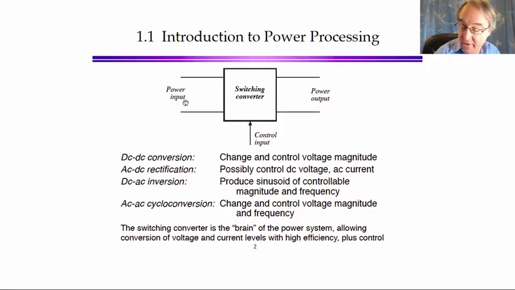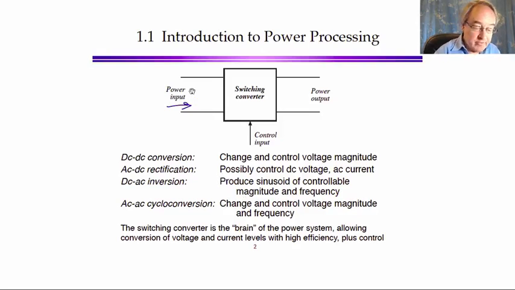One is the power input, where a source is connected. The second input is a control input that tells the converter how to process the input power to produce the output. DC to DC conversion is a common function performed by converters in which the voltage of the DC is changed and possibly regulated. So we may change, say, a high input voltage into a low DC output voltage.